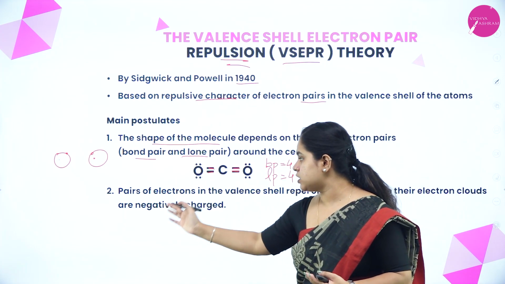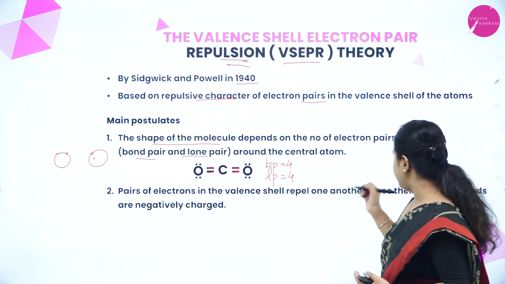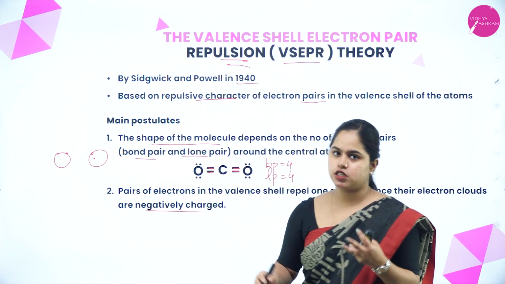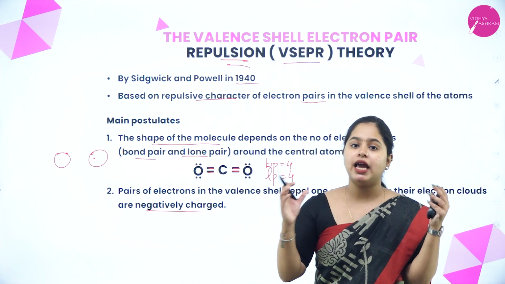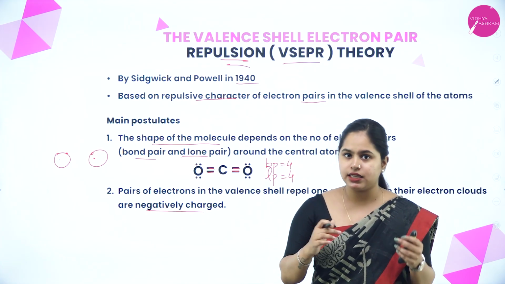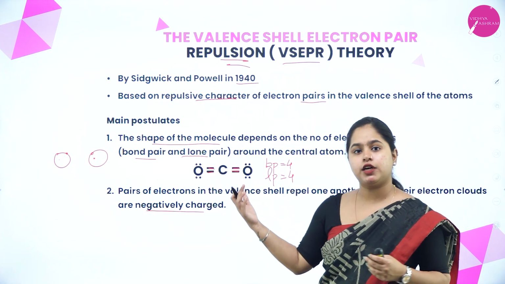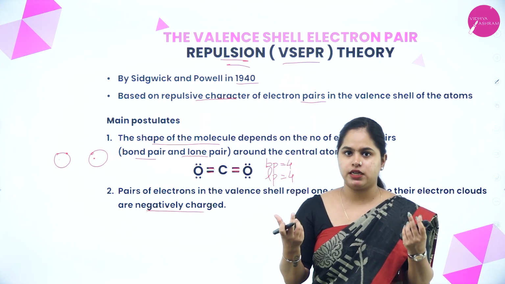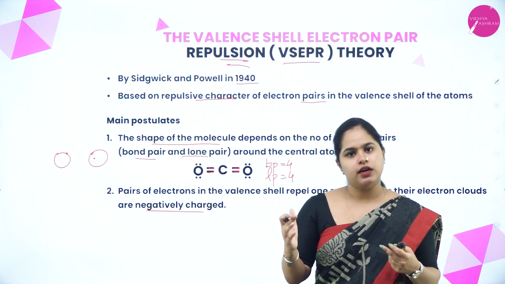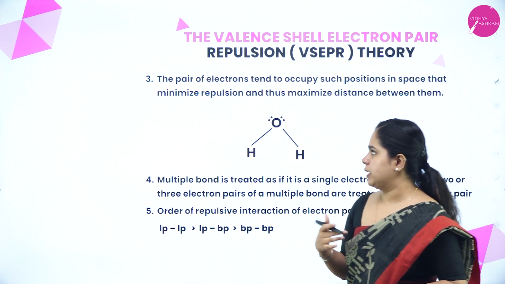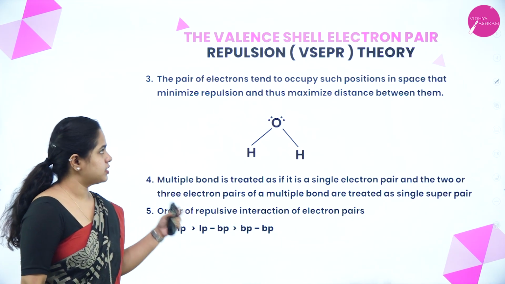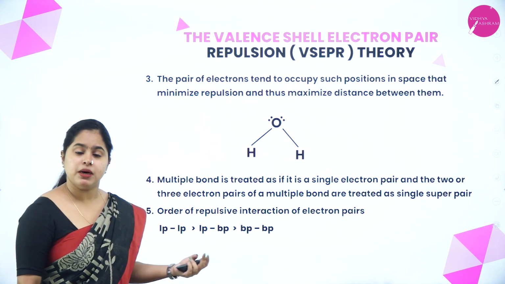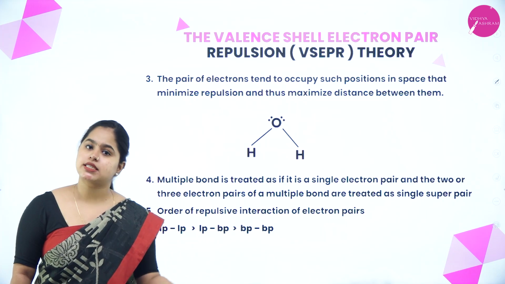Now the second one: the pairs of electrons in the valence shell repel one another since the electron clouds are negatively charged. This is what we discussed just now. Since the electron clouds of the atoms are negatively charged, the pairs of electrons in the valence shell repel each other. Each of these electron pairs repel each other, right? Now moving on to the third postulate. The pairs of electrons tend to occupy such positions in space that minimize the repulsion and maximize the distance between them.